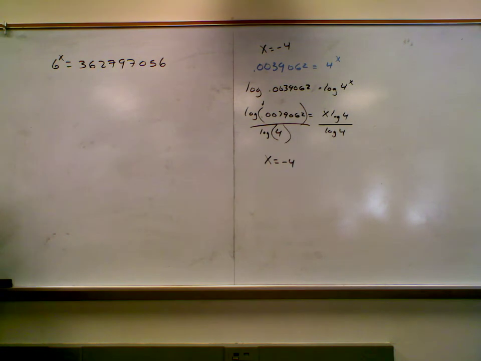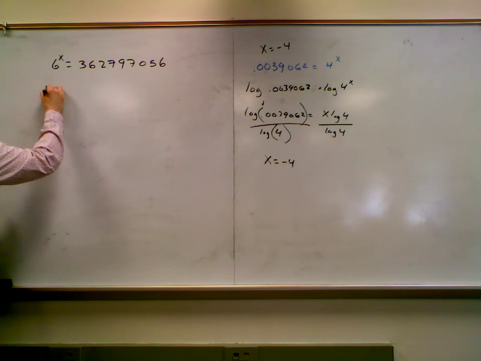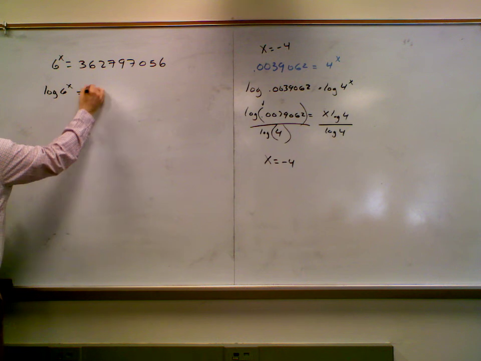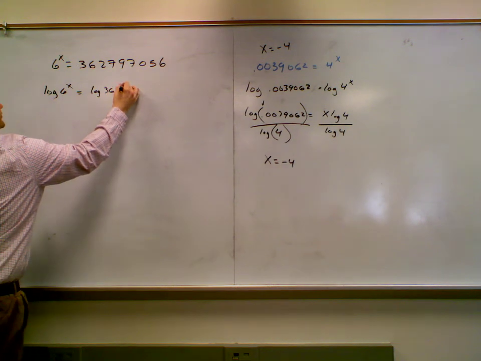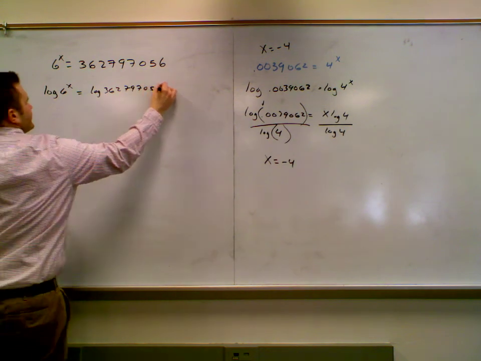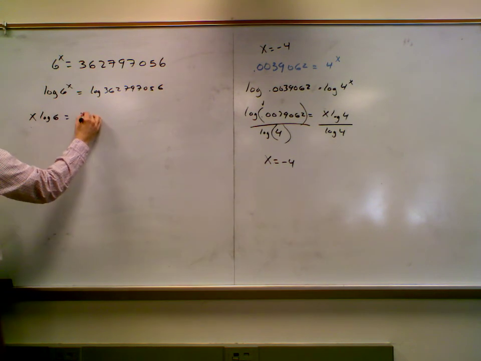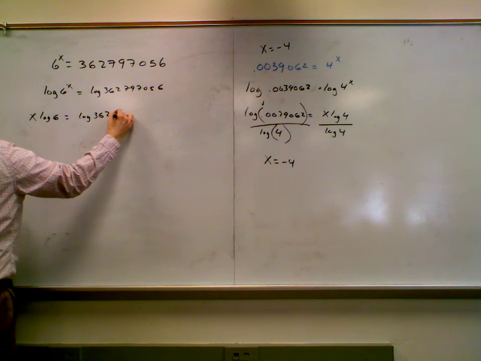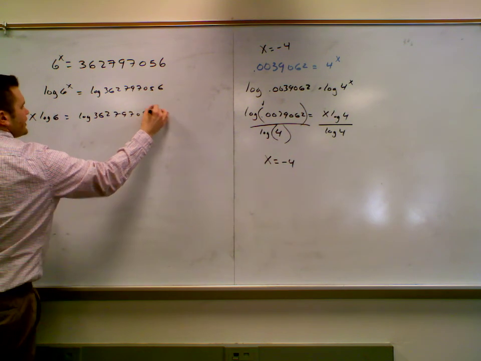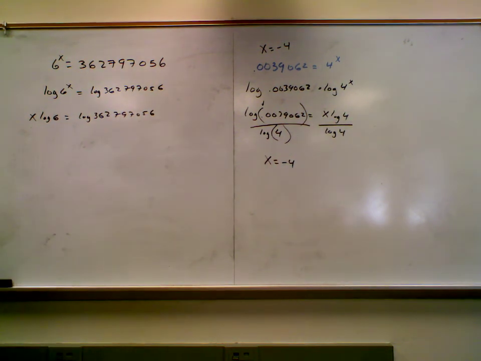So, to solve this one, what should we do first? We gotta bring down the x by logging both sides, right? Yes, sir. Okay. So we get x log 6 equals log of 362797056.